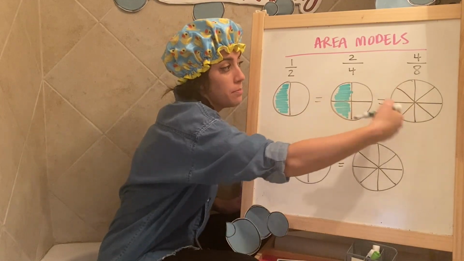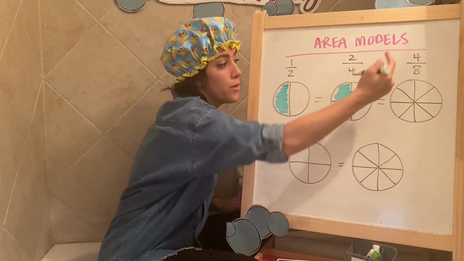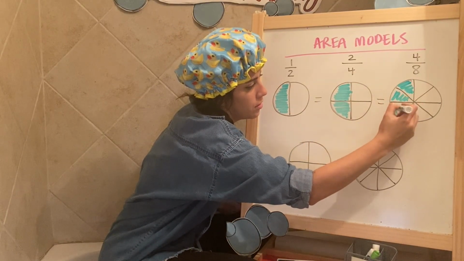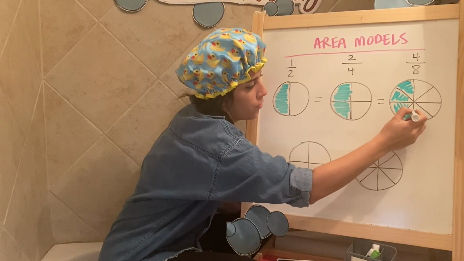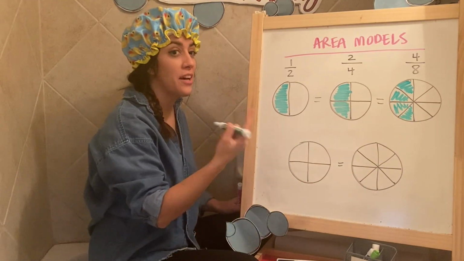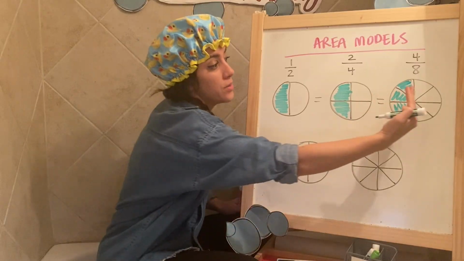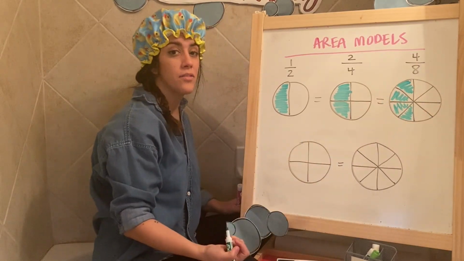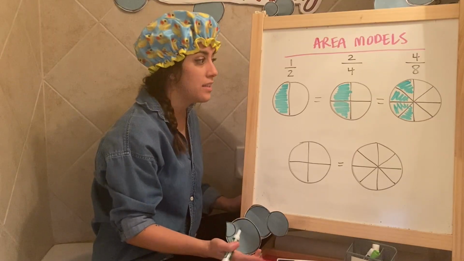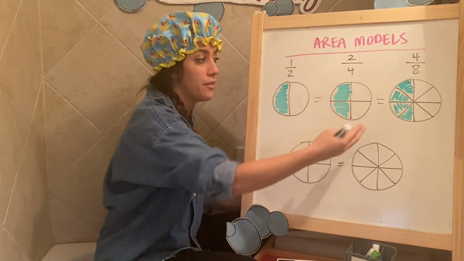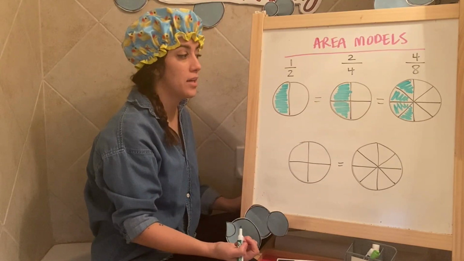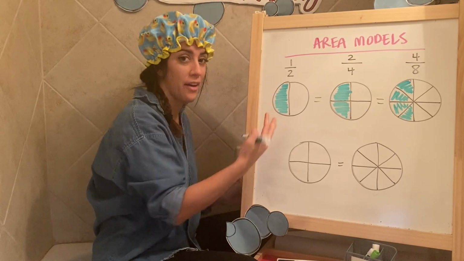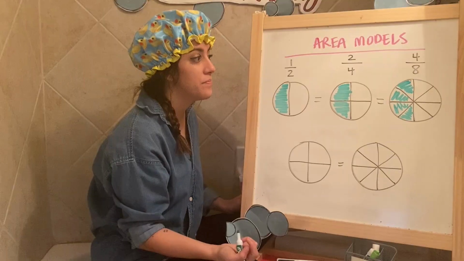This one has 8 parts, the denominator, but 4 of them are shaded. So 1, 2, 3, 4. Do you see how that also equals this? Because only half of the circle is shaded. 4 out of 8 pieces of a pizza was eaten. 2 slices out of a pizza that was 4 slices big was eaten. 1/2 of a pizza, someone ate a whole half altogether, of a pizza, right?